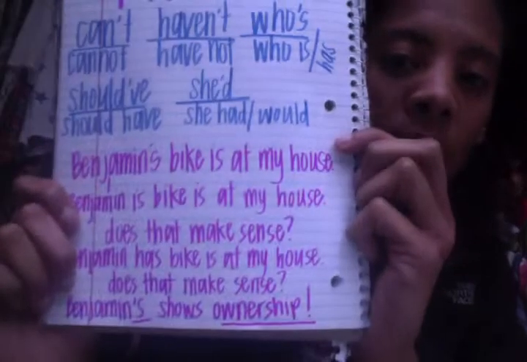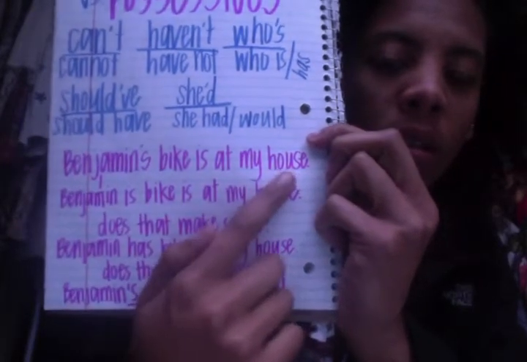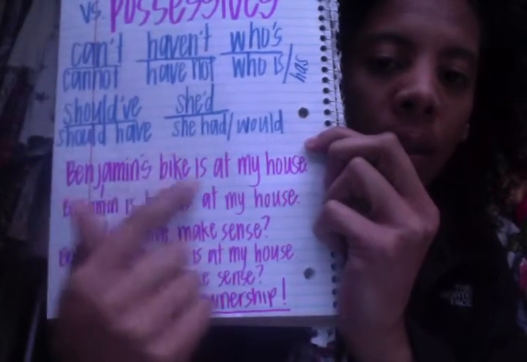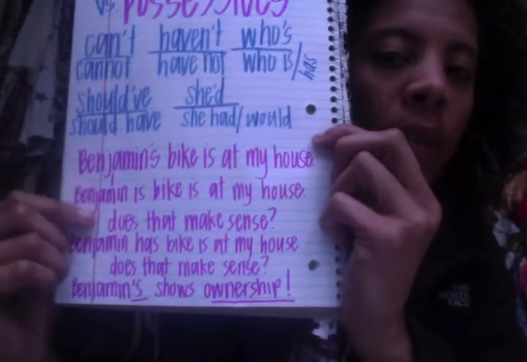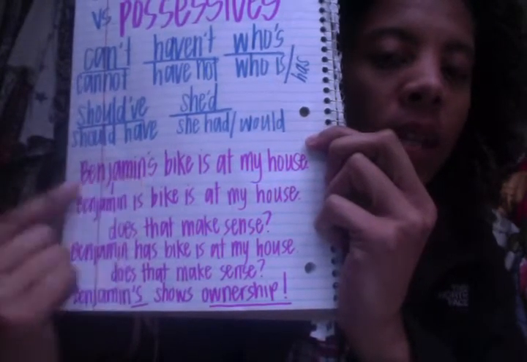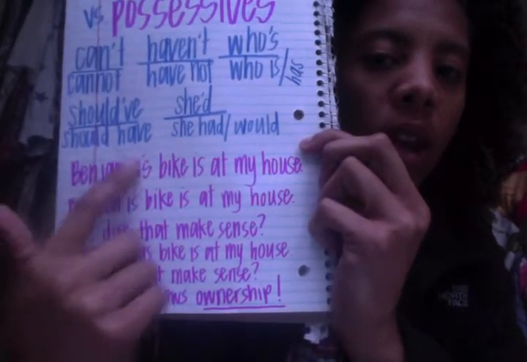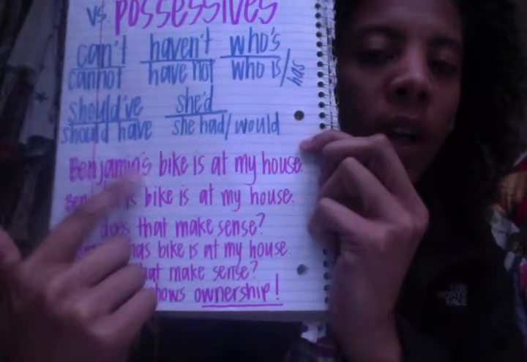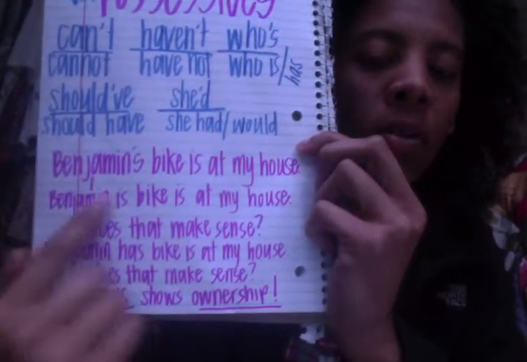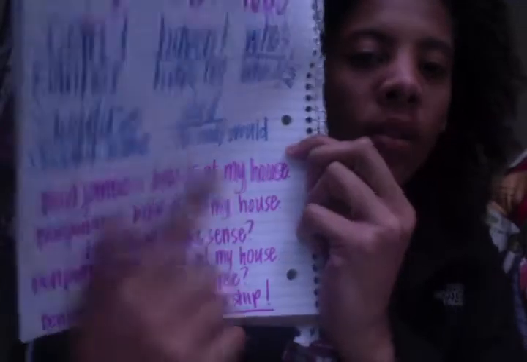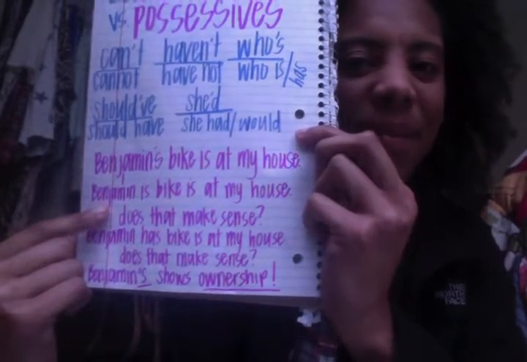Then you have your possessives. Benjamin's bike is at my house. The bike belongs to Benjamin. But watch what happens when I try to break up Benjamin's into a contraction. I took Benjamin's and it has an apostrophe S. And I know apostrophe S either means is or has. So Benjamin is bike is at my house. Does that make sense? No.